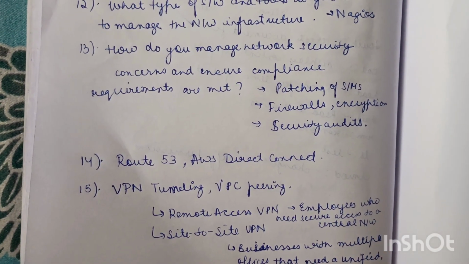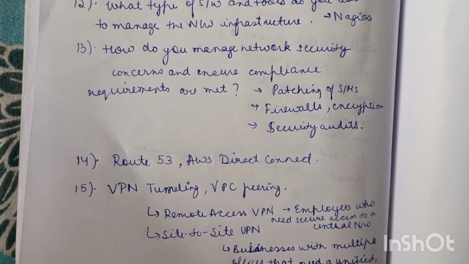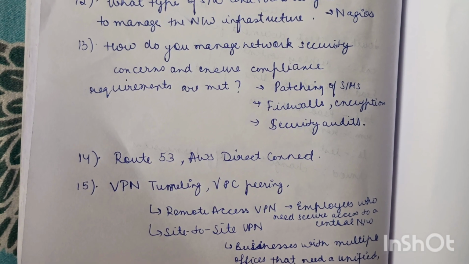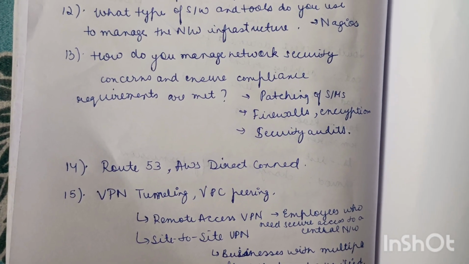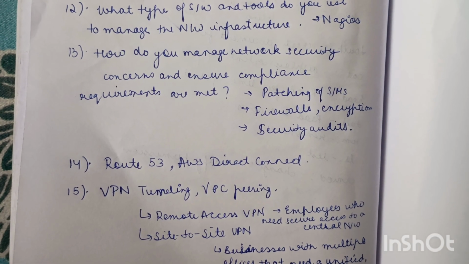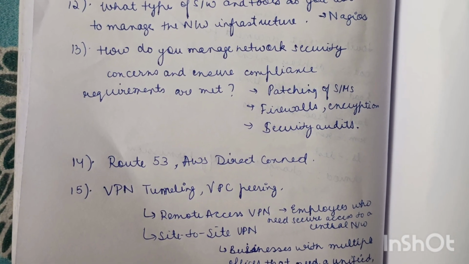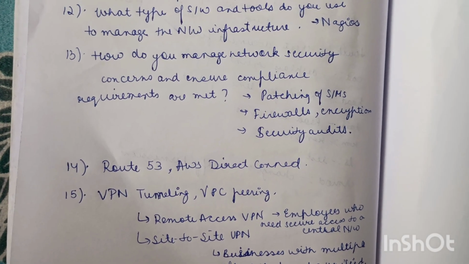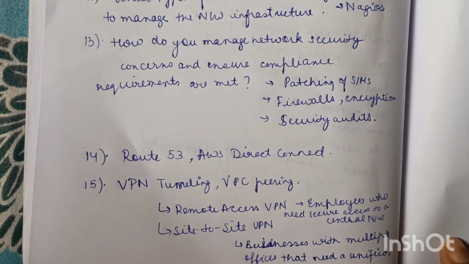And what is Route 53 and AWS Direct Connect? Route 53 is basically for assigning and managing our DNS, and all the DNS records that are assigned. AWS Direct Connect is how on-prem servers are connected to AWS services using a private connection. So for that, AWS Direct Connect is used.